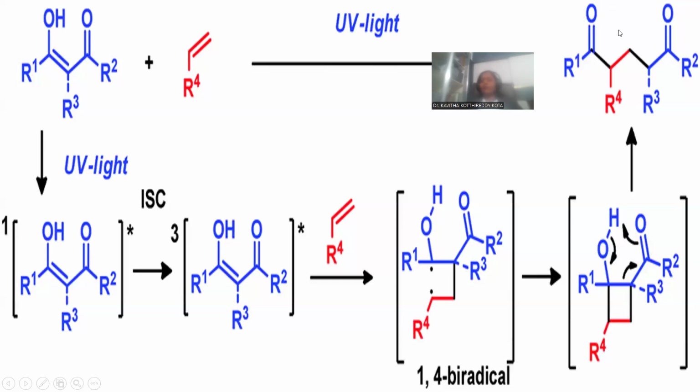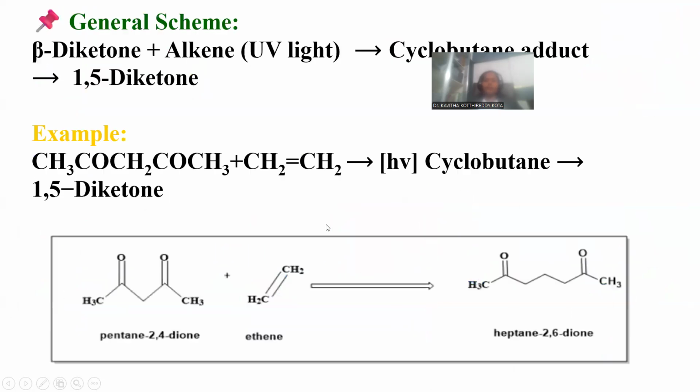Finally, the 1,5-diketone will be the ultimate product. The entire series of steps is indicated in the detailed mechanism in order to understand the Meyer reaction well: the 1,3-diketone is finally transformed into the 1,5-diketone compound.